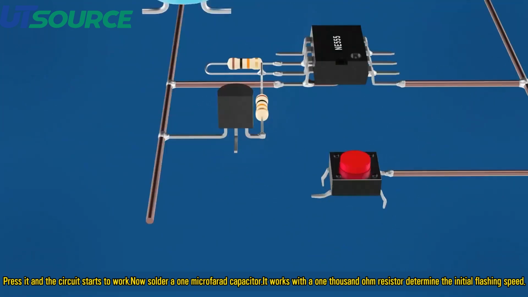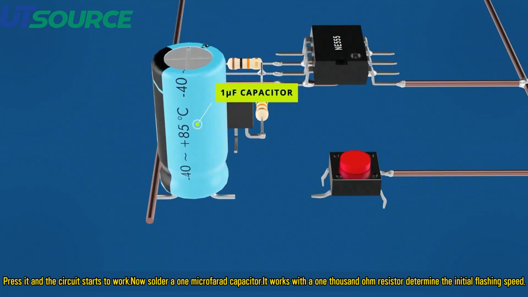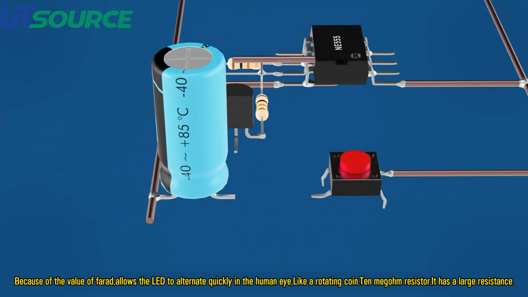Now solder a 1 microfarad capacitor. It works with a 1000 ohm resistor to determine the initial flashing speed. Because of the value of the farad, it allows the LED to alternate quickly in the human eye, like a rotating coin.